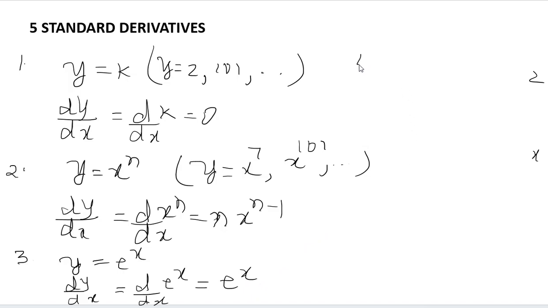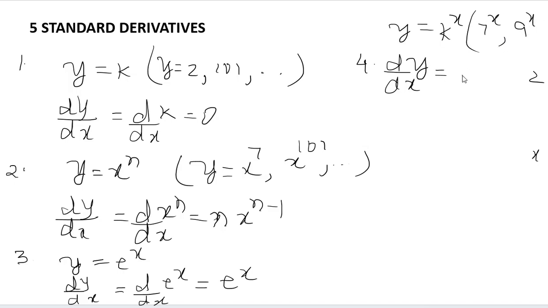And the fourth one is, suppose y is k raised to x. K raised to x means what? Something like 7 raised to x, 9 raised to x, like that. So that time dy by dx, which is given by d by dx of k raised to x, is nothing but k raised to x log k. So this is the fourth thing.